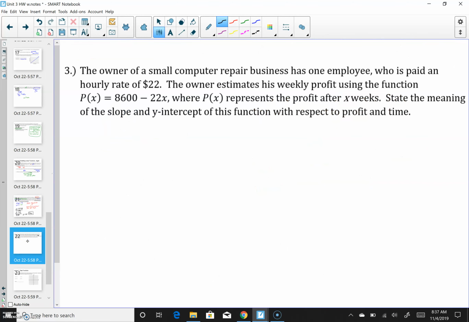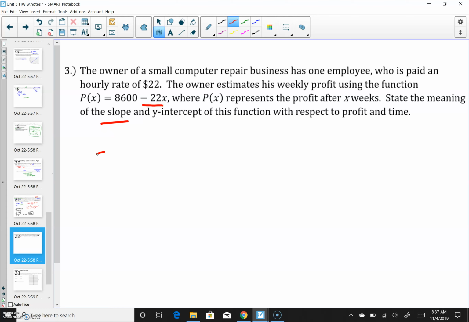And then the last one, the owner of a small computer repair business has 1 employee who is paid an hourly rate of $22. The owner estimates his weekly profit using the function p of x equals 8600 minus 22x, where p of x represents the profit earned after x weeks. State the meaning of the slope and the y-intercept.